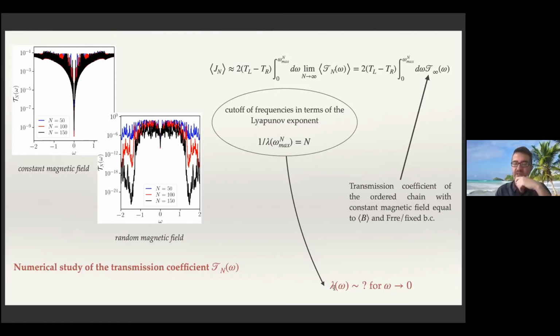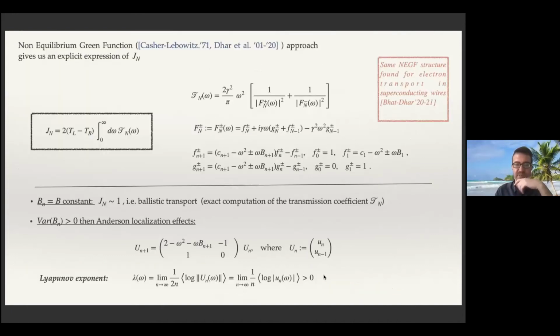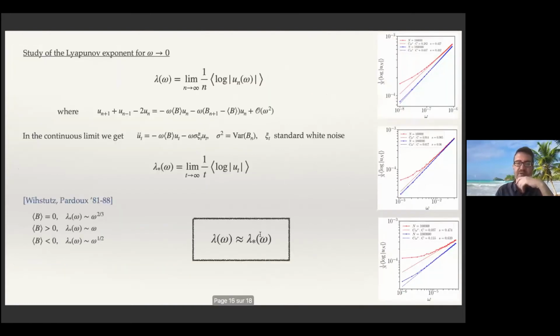So the natural question is, what is the behavior of this lambda of omega, of this Lyapunov exponent, as omega goes to 0? I recall that this lambda of omega was defined here in terms of this product of 2 by 2 matrices, but you can also write it as a second order discrete equation. So we first have to understand the behavior of the Lyapunov exponent, and it is only for omega small that this is important.